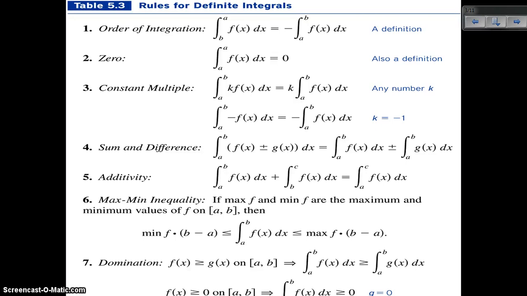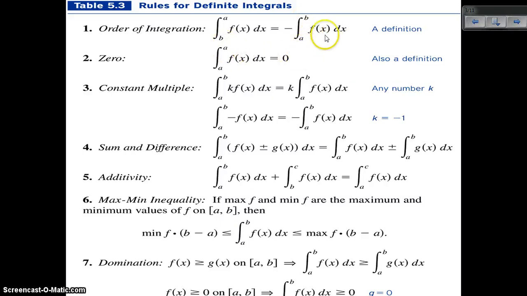Rules for definite integrals. As we go through our work with integrals, and there will be many things that we do, there are going to be certain properties that I'm going to refer to, certain tricks and shortcuts that we come to that will help us out. The first is called order of integration. Now if we look here at the first one, integral from a to b, f of x dx equals negative integral from b to a, equals negative integral a to b f of x dx.